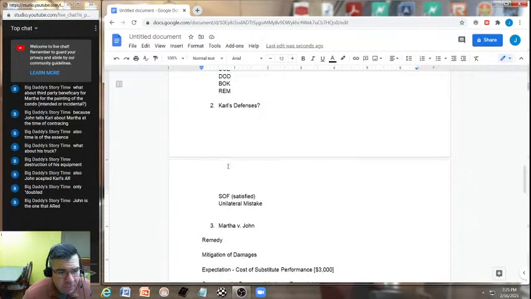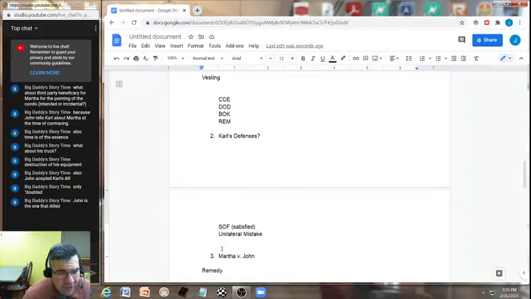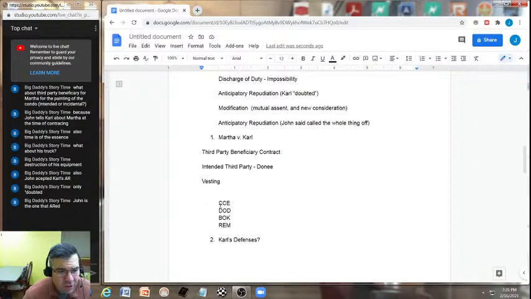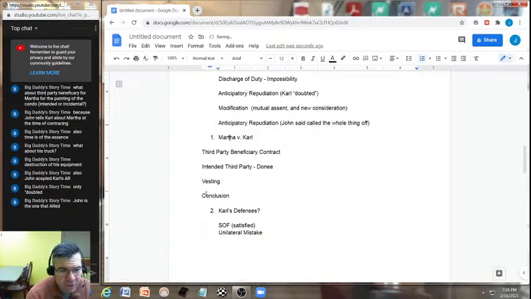Now up here, we don't want to forget that we're still dealing with Martha and Carl in terms of the third party beneficiary contract. So she was an intended third party beneficiary, donee, vesting. The vesting took place by, make sure to throw in a conclusion here as well, took place by her bringing suit to enforce.